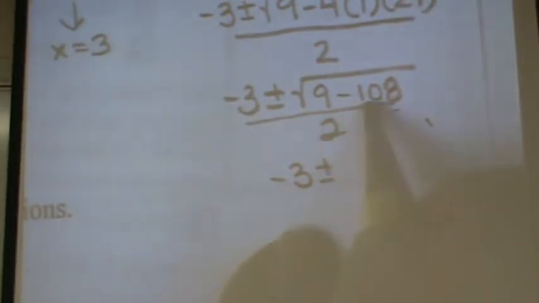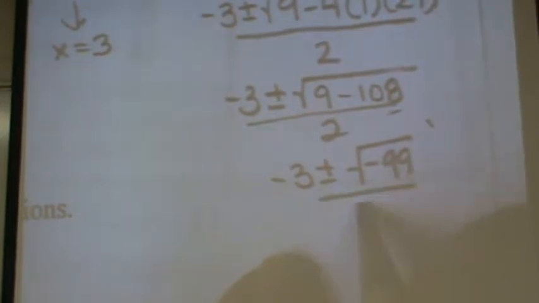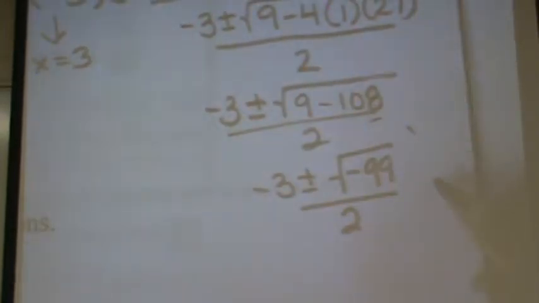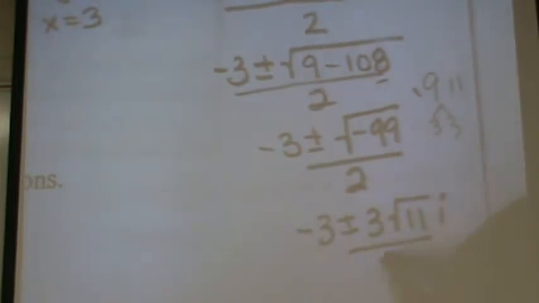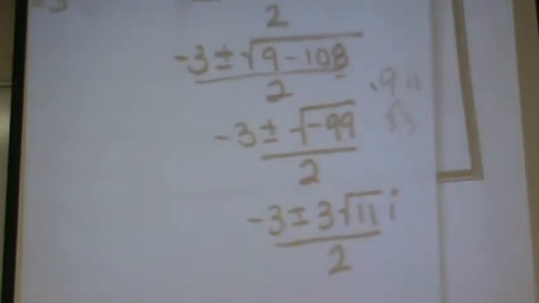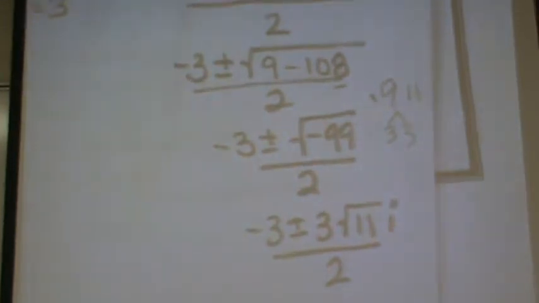And that's going to be, he said negative 99, right? And how do you simplify that? 9 times 11, so it's negative 3 plus or minus 3 root 11i over 2. Questions?